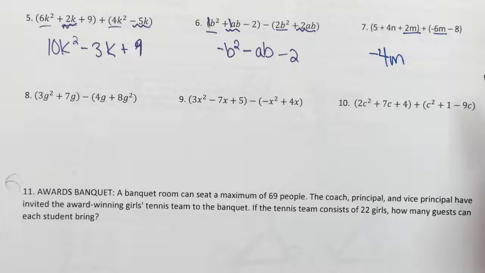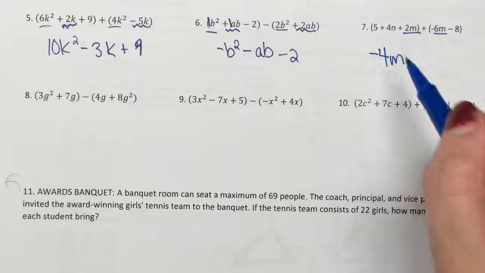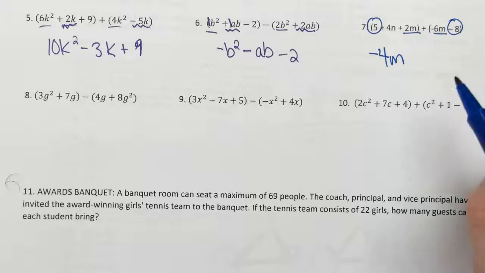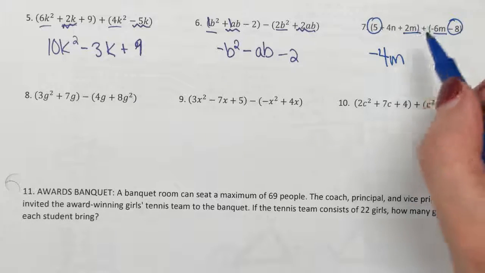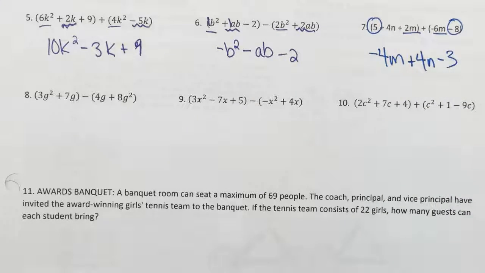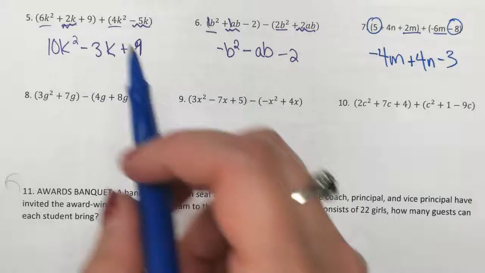Alright, Miss Elizabeth, what else do you see we can do? Very good. 5 and -8 gives me how much? -3. Alright, but before I write the -3, something else needs to go right after this one. There you go. Y'all good? Get it? Alright, what about number 8?